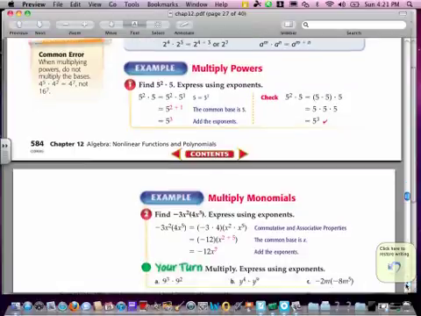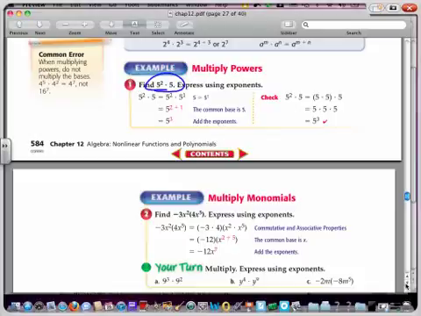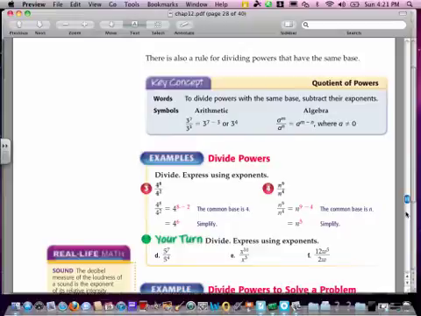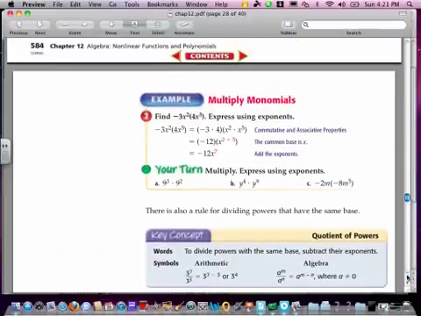Multiplying powers. First problem, 5 squared times 5. Now, think about this. If I have 5, what power is that? Well, 5 just by itself is 5 to the 1st. So I have 5 squared times 5 to the 1st. And remember, we add exponents. 5 to the 3rd. So that's my final answer. Did I skip something? I did. Yeah. Okay, now this one's a little more complicated.